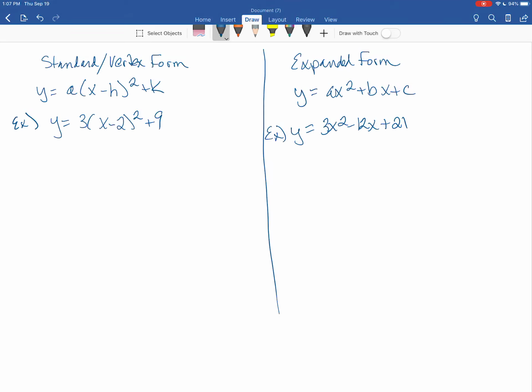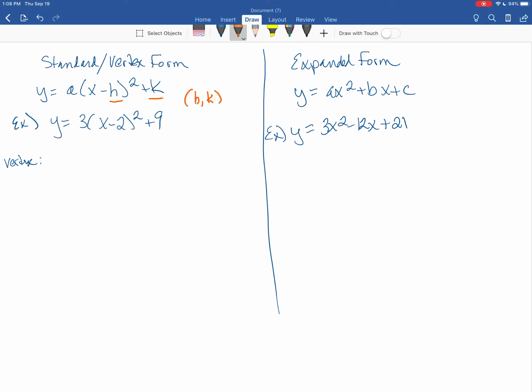Hi, in this video I want to talk to you about the two different formats that your quadratic equations might be given to you in and how you can extract information out of them regardless of their form. So the first one is the standard or vertex form, so that's what I want to look at first. If they ask you to find the vertex and you're in the standard vertex form, it's actually a fairly easy question. We can pull that information right out of it.